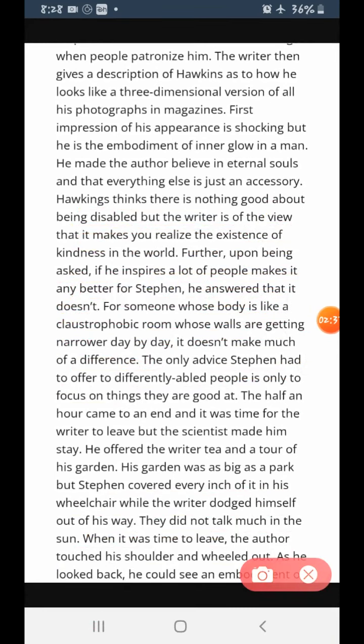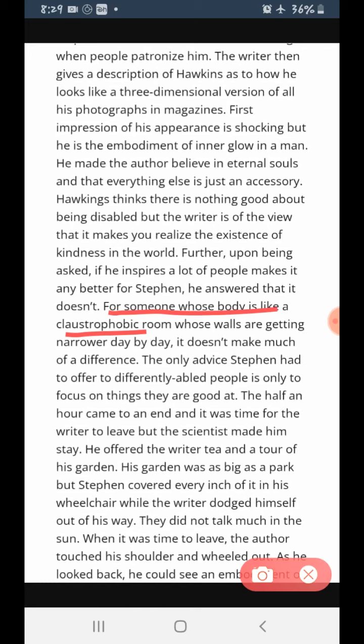Now let me explain. For someone whose body is like a claustrophobic room. Now see, what is claustrophobic? Claustrophobia means a fear of getting narrower day by day. In Hindi, we can call it ghutan, feeling suffocated. That means you will feel that you are being pressurized day by day. Like you are locked in a room and you cannot go out. Then you would feel that this room, even this bigger room, is becoming smaller day by day. This is what is called claustrophobic.